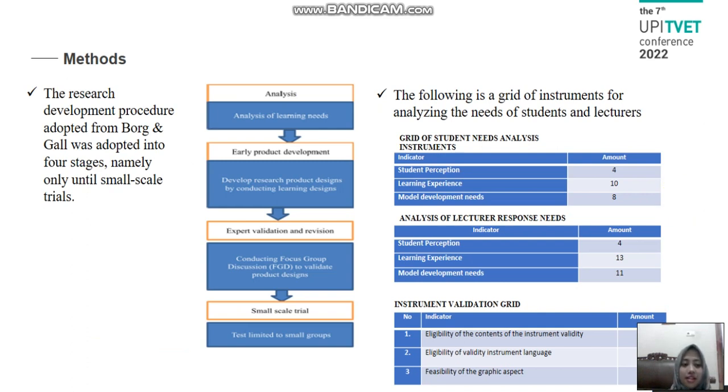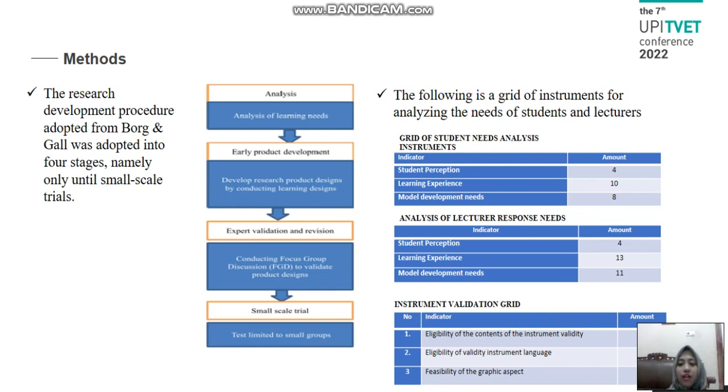The research development procedure adopted from Borg and Gall was adopted into 4 stages. The first one is analysis of learning needs, and then early product development. It develops research product designs by conducting learning designs, and then expert validation and revision. This is conducting focus group discussion or FGD to validate product designs, and the last one is small scale trial that is limited to small groups.